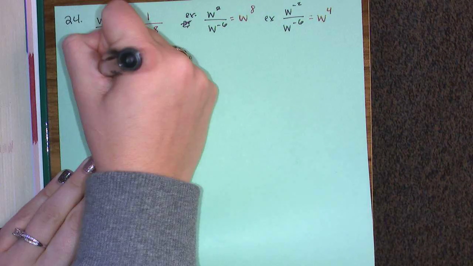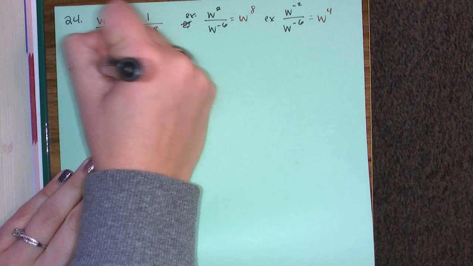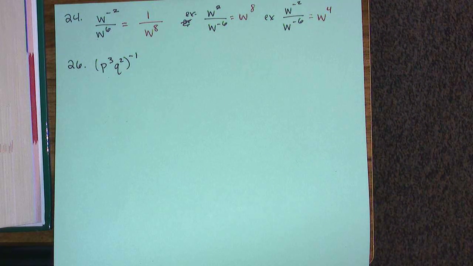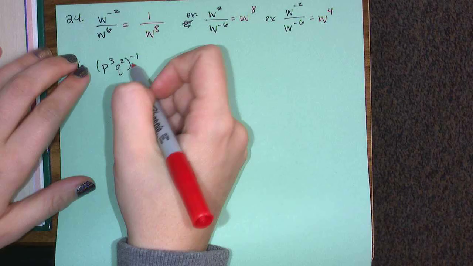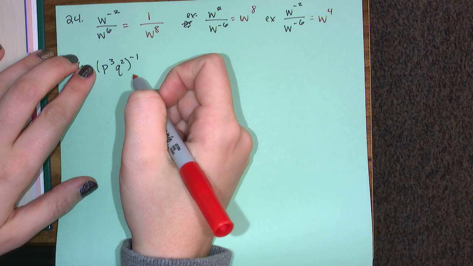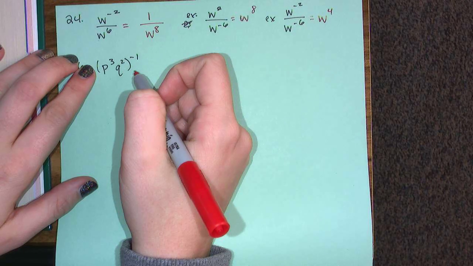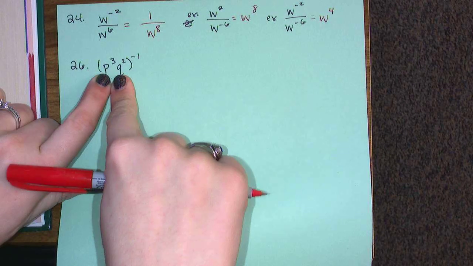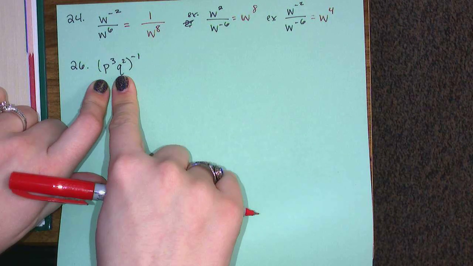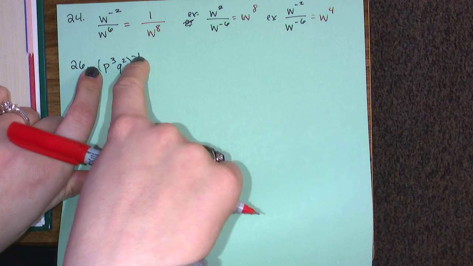26 p cubed q squared, all raised to the negative 1. Okay, well we still want to follow basic rules like PEMDAS. So what do we typically deal with first? Okay, parentheses. So I want to deal with everything that's happening to this whole parentheses. So what's happening to this whole piece? Okay, yeah, these are not the same, so I can't add them. This is a P and a Q. But I want to deal with this negative 1 that's outside first. So what does that make everything do?